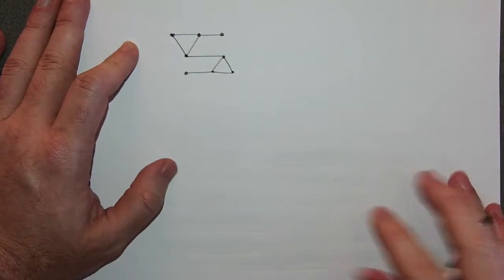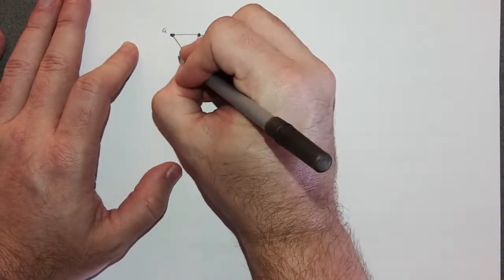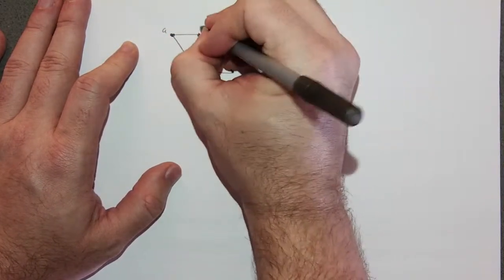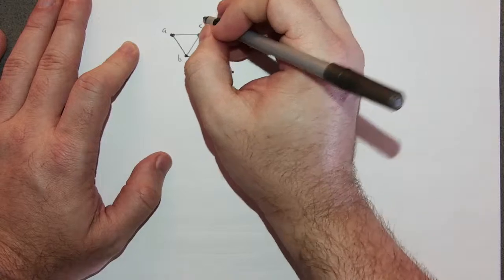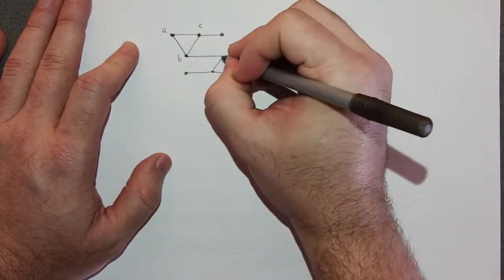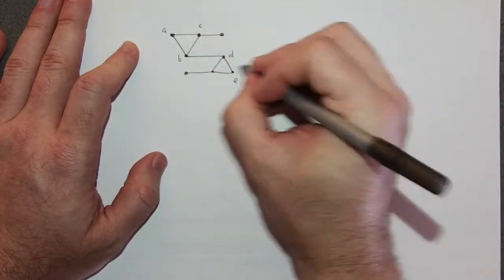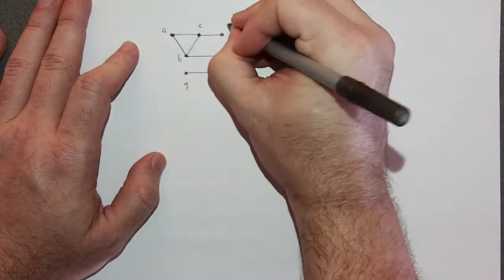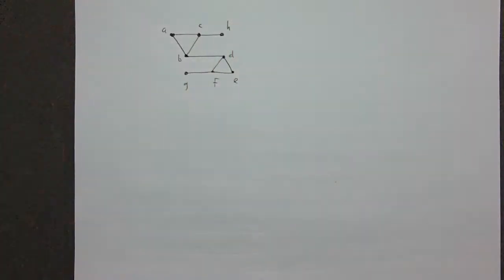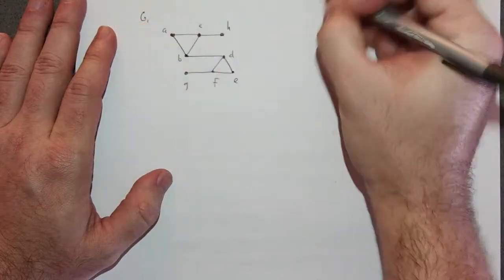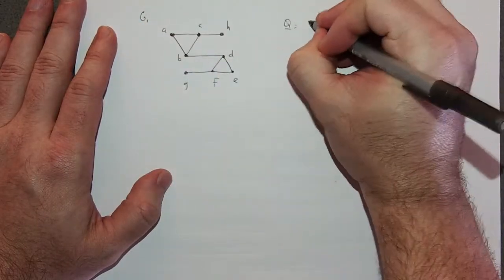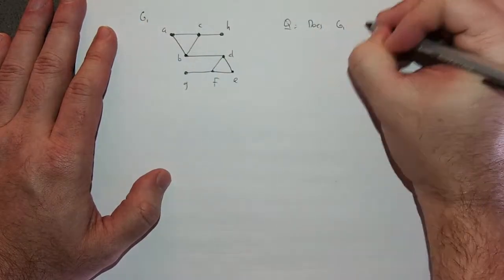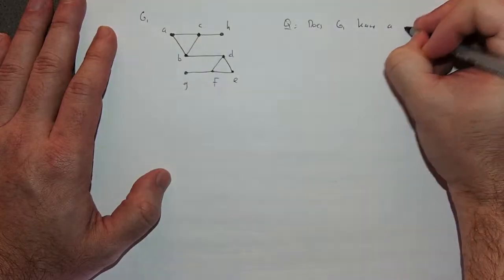Let me label these vertices. Say this is A, this is B, this is C, this is D, this is E, F, G, H. Okay. Here's the question. We'll call this graph G1. Does G1 have a perfect matching?